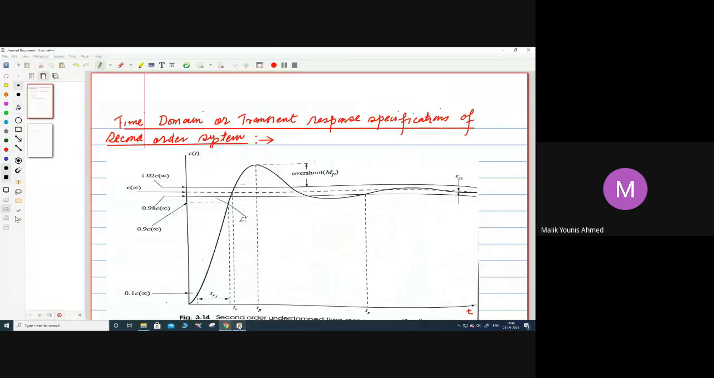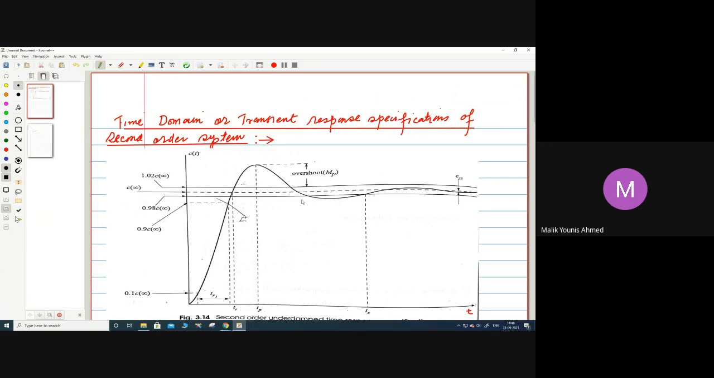Okay, so these are the transient response specifications already seen by you. This is time versus the response. The transient response is increasing like this, it reaches the maximum overshoot, and after that there are sustained oscillations because of the imaginary part, as we have a complex conjugate pair of roots. So the imaginary part will be responsible for the sustained oscillations.